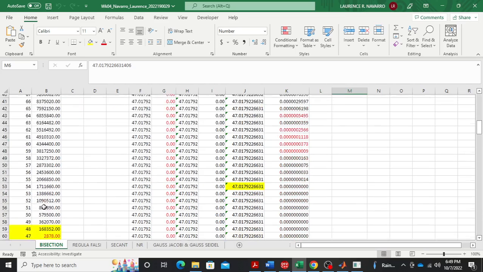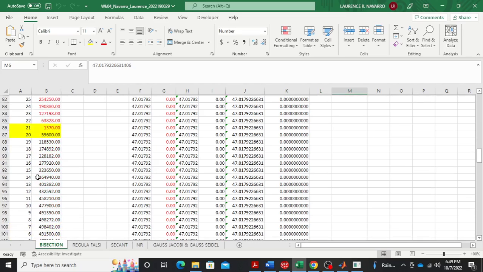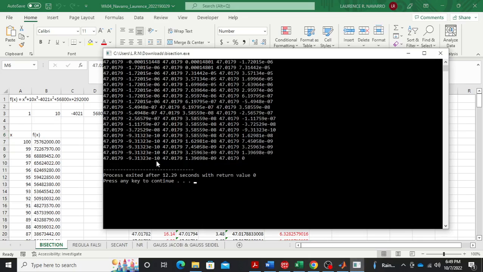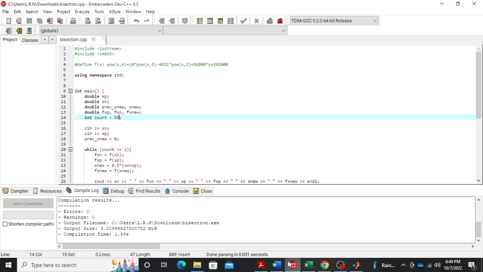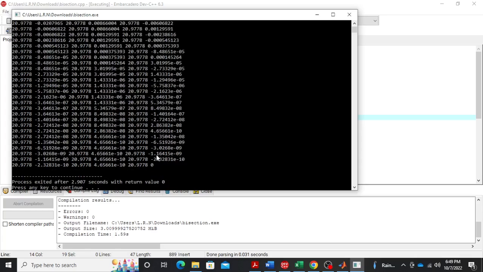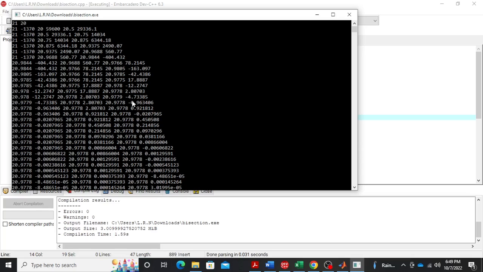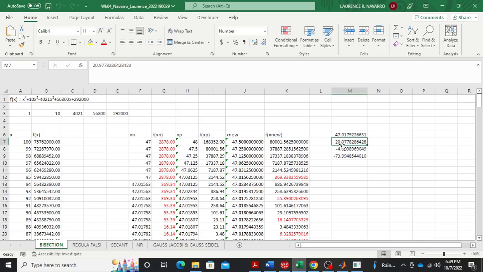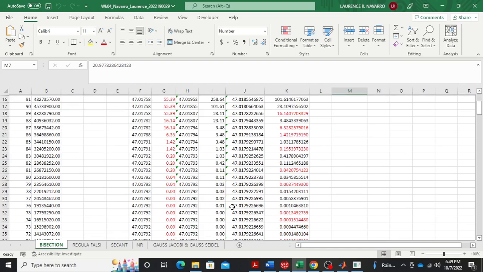For the next root, we will have 21 and 20 as xn and xp respectively. Again, we will run it with 21, 20. What we have is 20.9778.